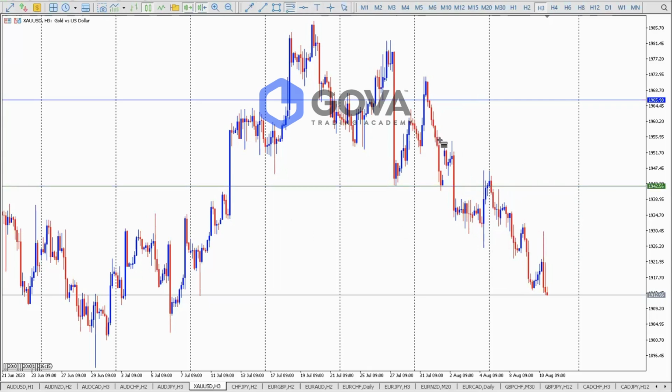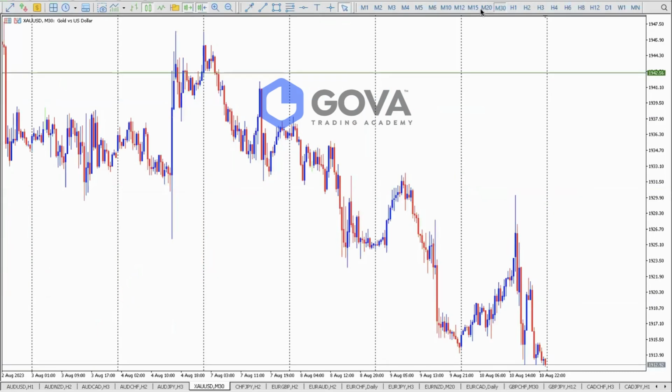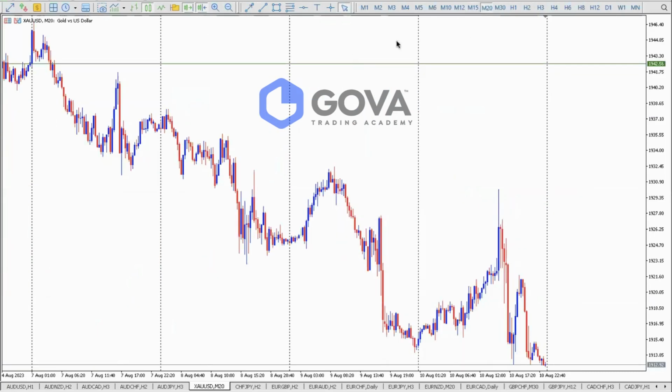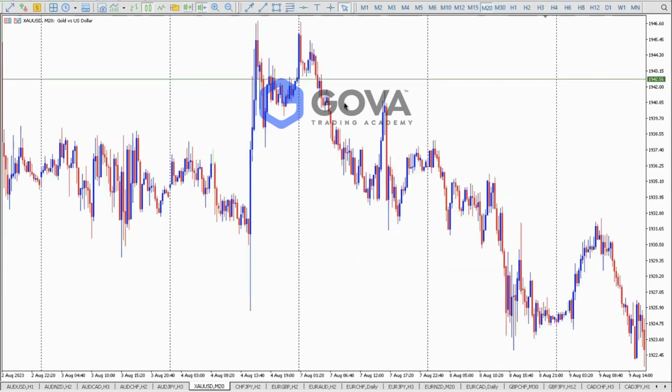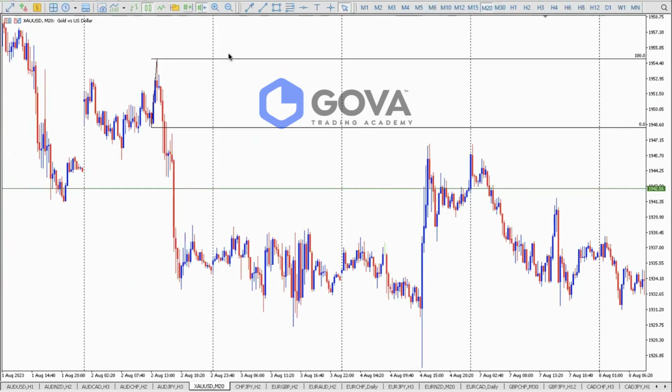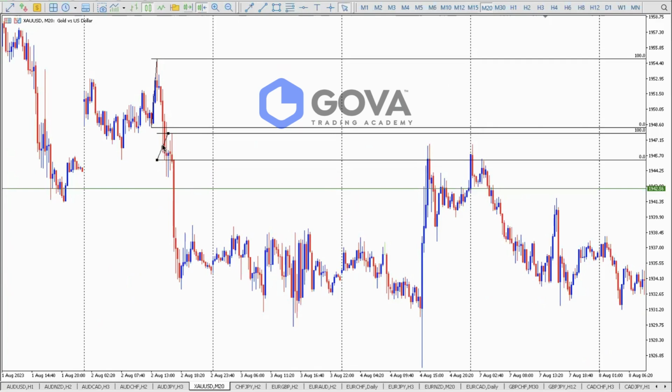Because remember, this is the zone. We also have a zone on a lower time frame, isn't it? Yeah. We also had a hidden zone on a lower time frame, which is this one. Can you see that? Yeah.